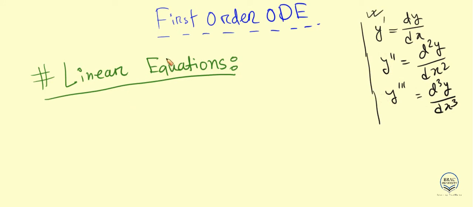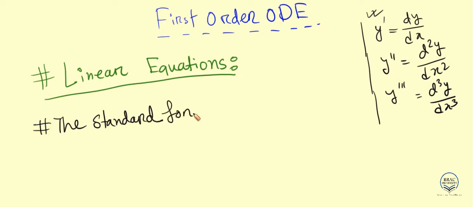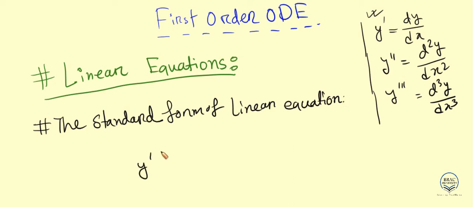Now that we are familiar with this notation, let's write the general form of this equation, the so-called standard form of linear equations. You will have a y prime, and here we are taking this to be a function of time t. It can be anything, but t is our independent variable. So y prime of t, you can obviously get rid of this t as well, but let's just keep it for the first few lines.